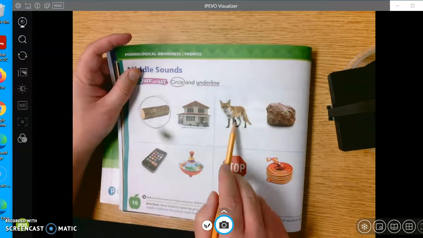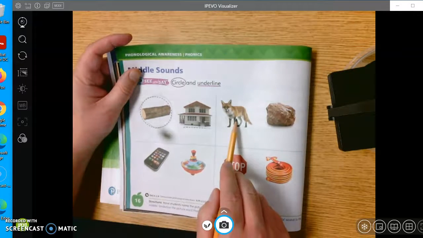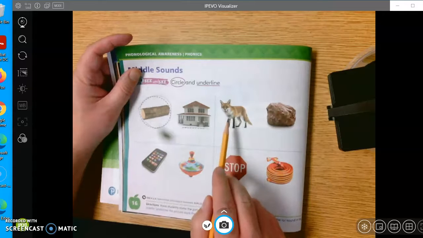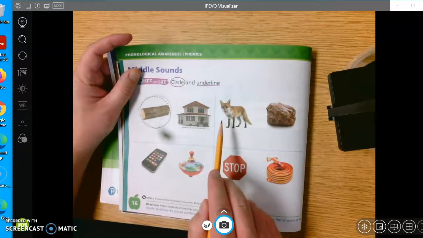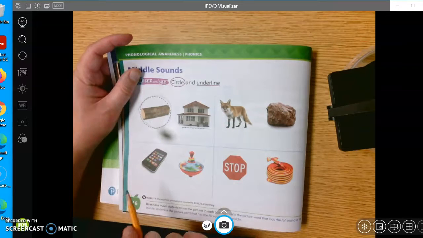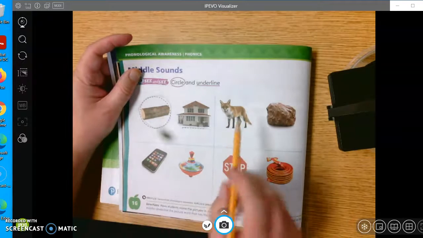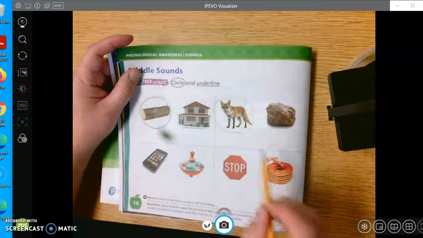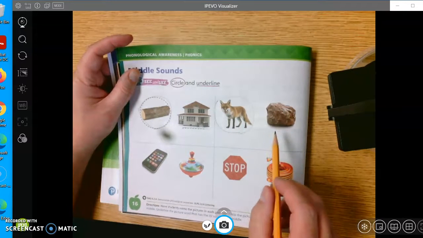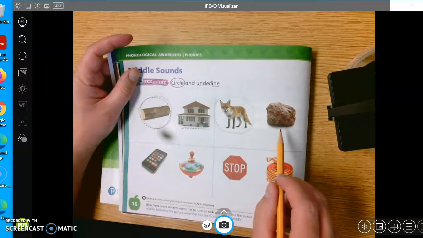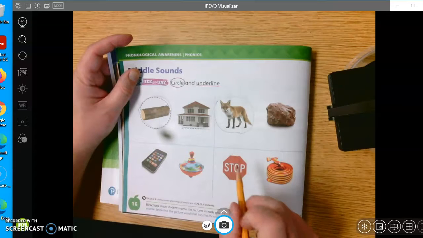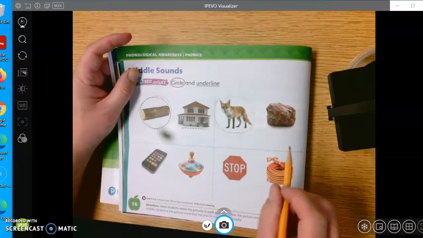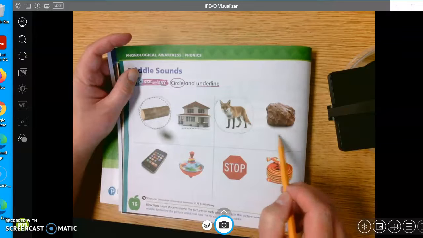So if I look at fox, is it the short O sound, or the long O sound? I think it's the short O sound, isn't it? So I'm going to circle that. And then I see next to it a rock. You hear the O sound in the middle? Is it short, or long O? It is the short O sound. So I'm going to circle that as well.